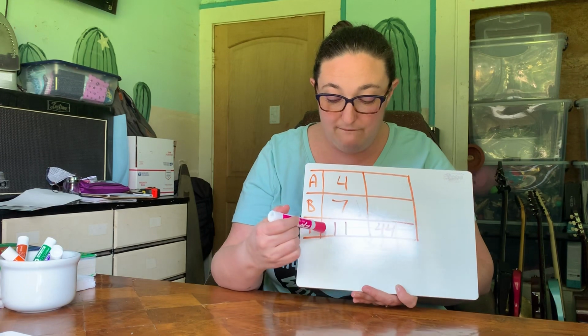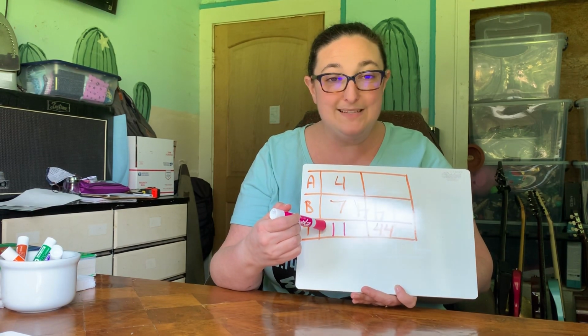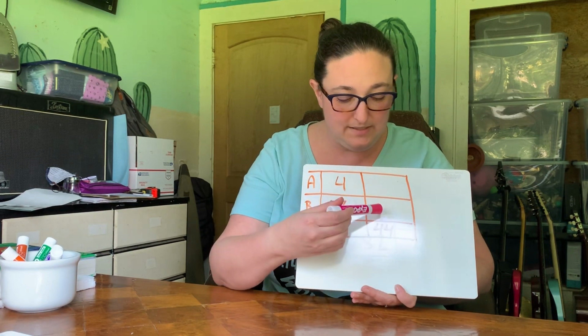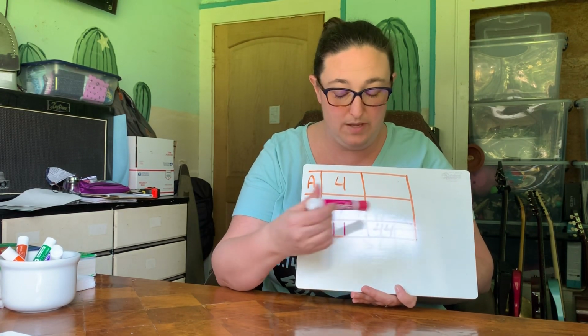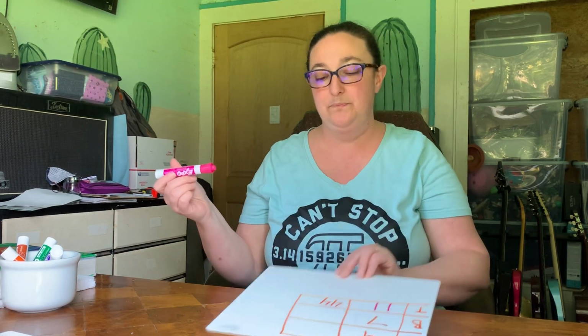Well, if I multiply by 4 to one of my items in my table, that means I have to multiply by 4 for the others as well. So 4 times 7 is 28. It'll go here. And 4 times 4 is 16. That'll go there.